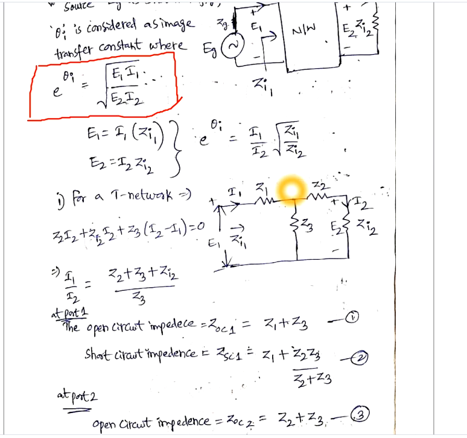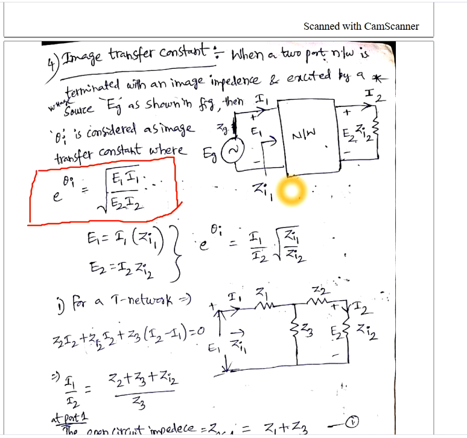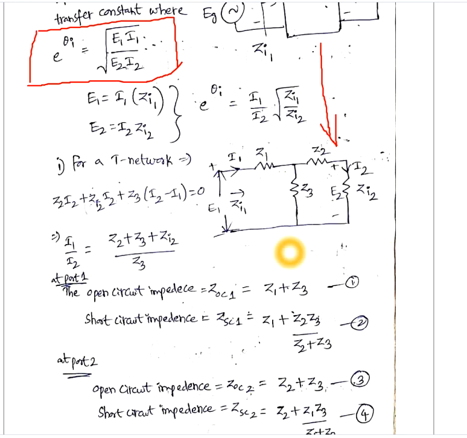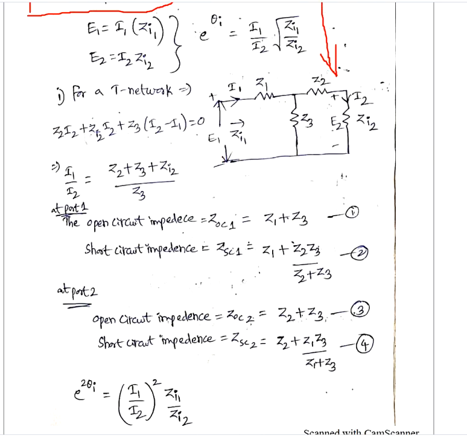Now we will get the image transfer constant for the T network. The network is replaced with a T, with input impedance Zi1 and terminated impedance Zi2. For this, first we have to get the I1 by I2 ratio. We already have Zi1 by Zi2, so with that we will get e to the power theta I. From e to the power theta I, how do we get theta I? You just need to apply the natural logarithm on both sides. First we will get the I1 by I2 ratio.